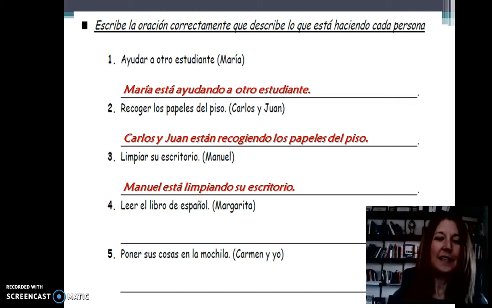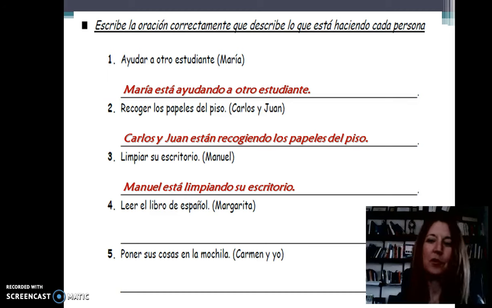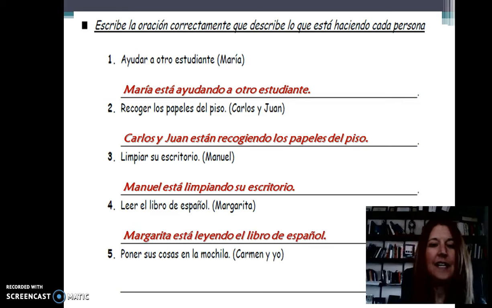Number 4. Leer el libro de español. Ah, es mi libro favorito, el libro de español. ¿Sí? Margarita está leyendo el libro de español. Ten cuidado, which is be careful because you have that Y because it's a double vowel verb. All right, number 5 is another regular, it's not irregular, in the present progressive. Carmen y yo, which also means nosotros, estamos poniendo nuestras cosas en la mochila.